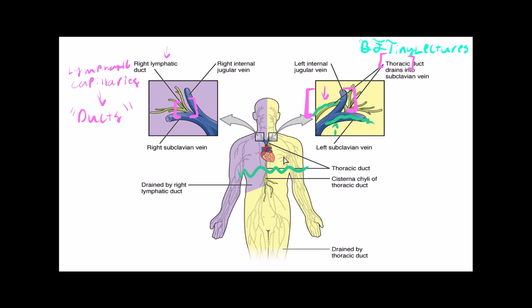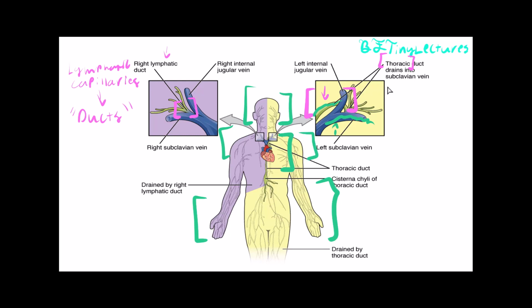And in fact, the right lymphatic duct is going to take fluid, lymph fluid, from the upper part of the right side of the body. So for instance, the right arm, the right shoulder, the right side of the head, that is going to go into the right lymphatic duct. For the left portion of the body, we're going to be taking fluid from the left portion of the head, the left shoulder, and the left arm, and the left chest, and we're going to put that into the thoracic duct.